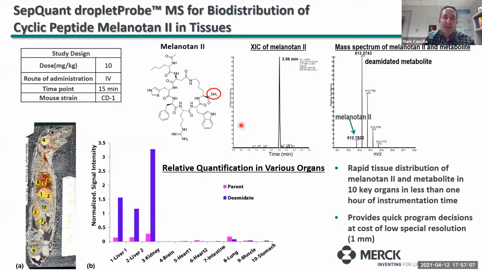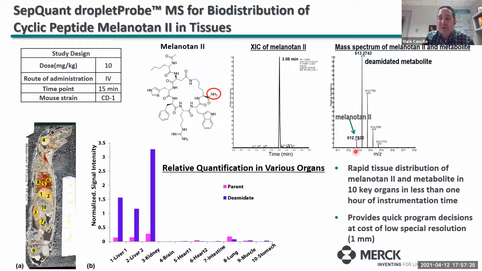And what's well known about melanotan is it's very quickly deamidated in vivo. And there's a whole other story on that because there's a competitor molecule for this, which is the deamidated metabolite, which is also a drug. There's a lot of literature on that if anyone's interested.